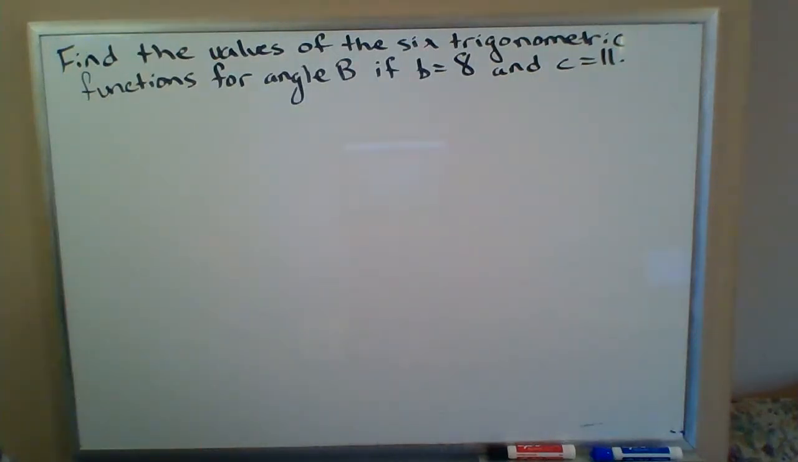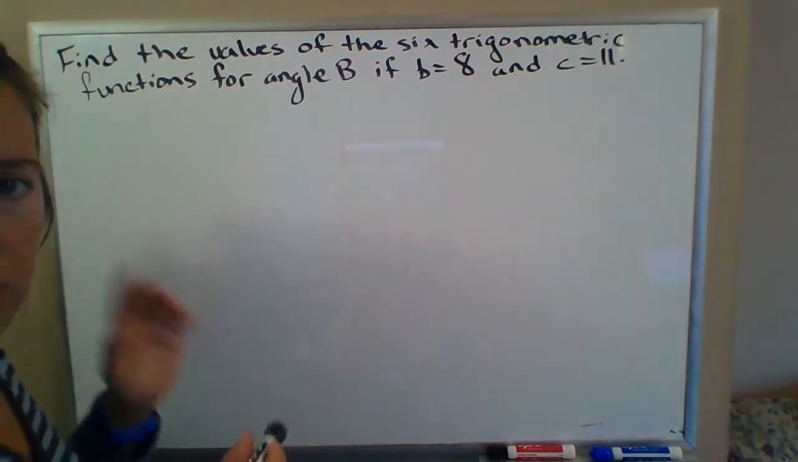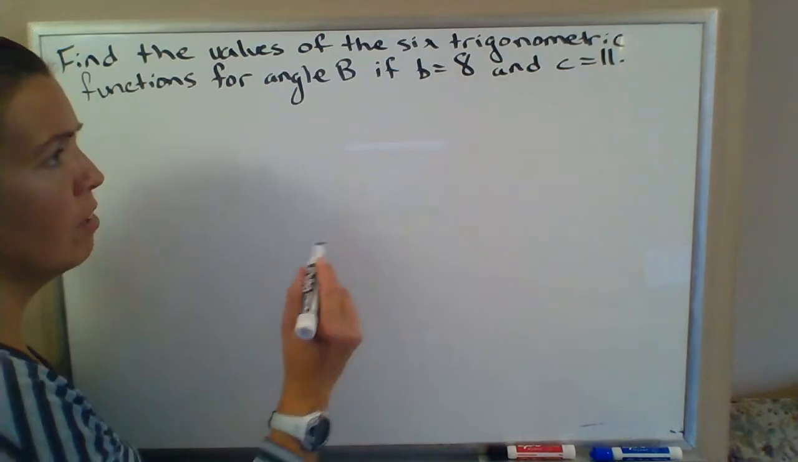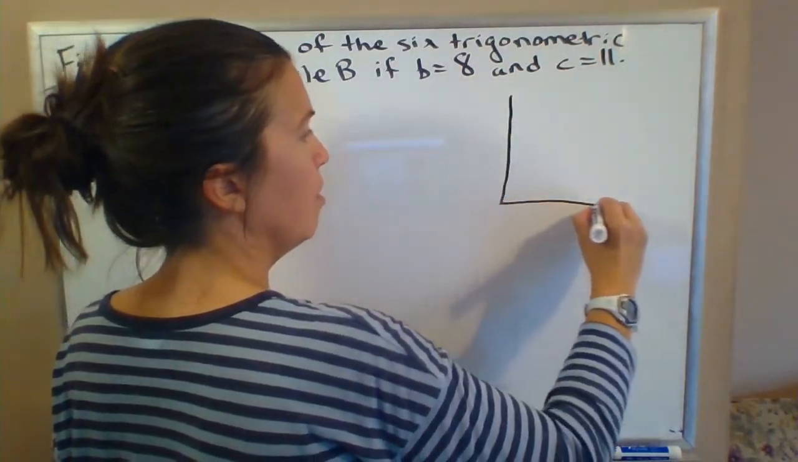In this example, we want to find the values of the 6 trigonometric functions for angle B if side b is equal to 8 units and c is equal to 11 units. So the first thing we could do here is draw a diagram.